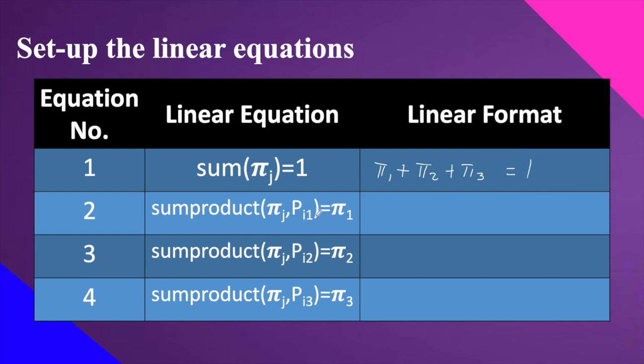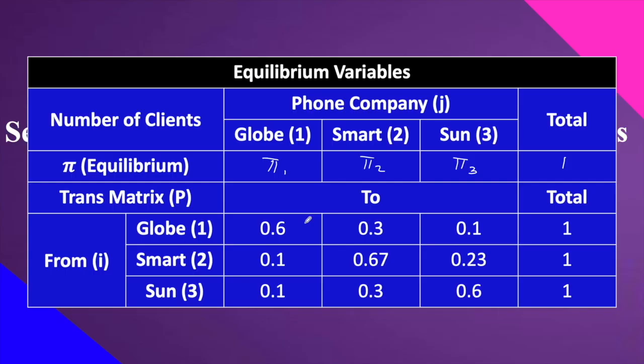For our second equation, the linear equation is the sum product of pi sub j and pi sub j1. Nasaan po yun? Pi sub j, for example, ito. Tapos pi sub i1. We have here i, which is yung from natin. So, i and 1. Ito. 0.6.